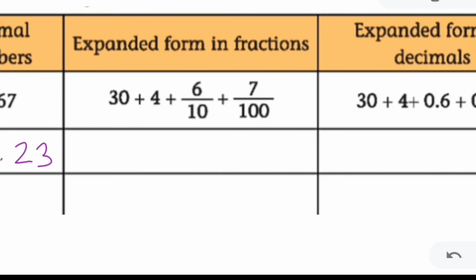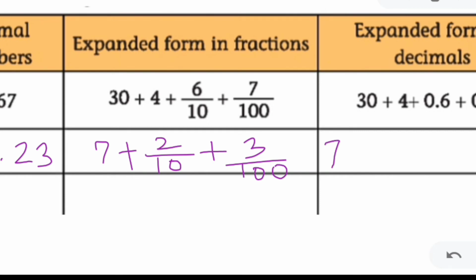7.23. How do we write it? The whole number is 7 and the decimal part 2, 3. So 2 by 10 plus 3 by 100. How do we write in the expanded form in decimals? The whole number is the same, 7, and 2 by 10, 0.2 plus 3 by 100 means 0.03.